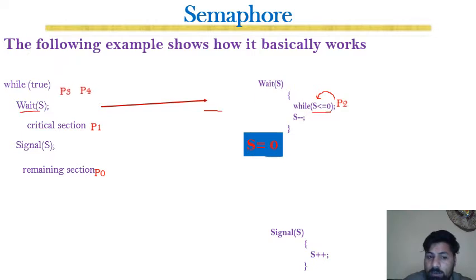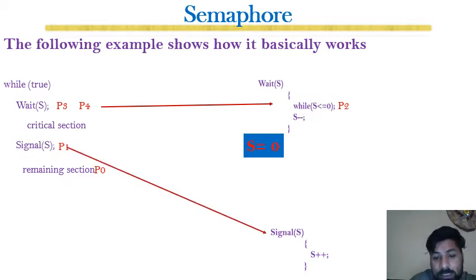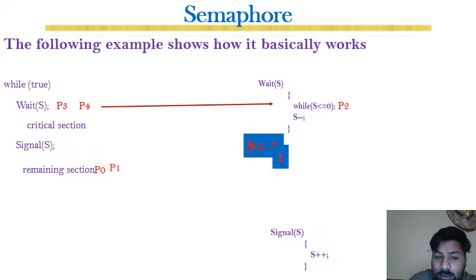For example, at this moment two more processes enter the system, but both of them will have to execute the wait function. But if any process, like p2, is in the wait function, no other process can enter it. Now, for example, p1 leaves its critical section. It must execute the signal function, which just increments the value of s, previously 0, so now it becomes 1, and p1 enters the remaining section.